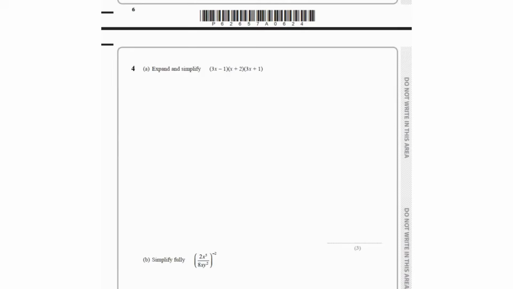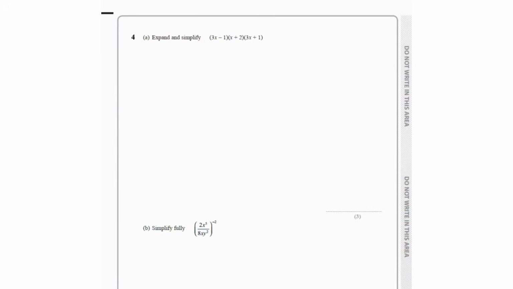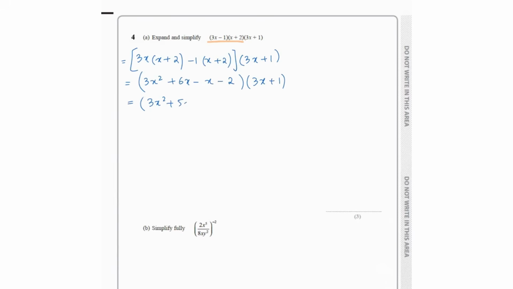Then expanding triple brackets that can easily come. So for expanding triple brackets, I always advise that you expand the first two brackets first and then go to the third bracket. So 3x times x plus 2 minus 1 times x plus 2, and write the third bracket over here. So that's 3x squared plus 6x minus x minus 2. Collect the like terms. 3x squared plus 5x minus 2.